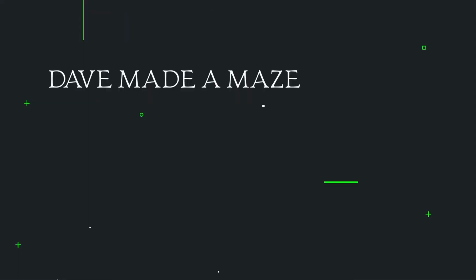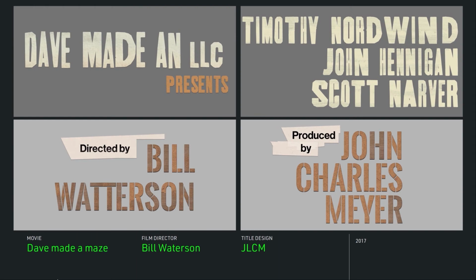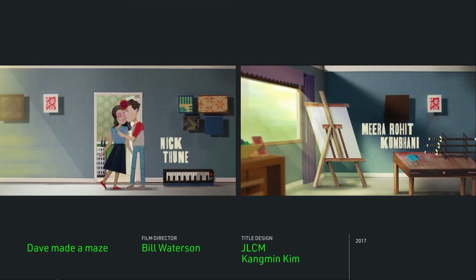Finally, a title credits package I made for an independent movie called Dave Made a Maze. The movie is about a man that built a maze, of course, made of cardboard. So, there were a couple of background animations made by other studios, and the client needed the type for the title credit sequence.